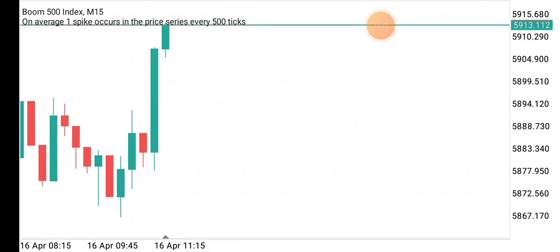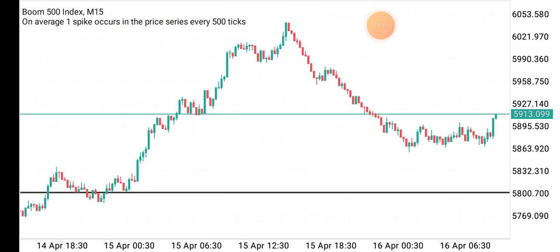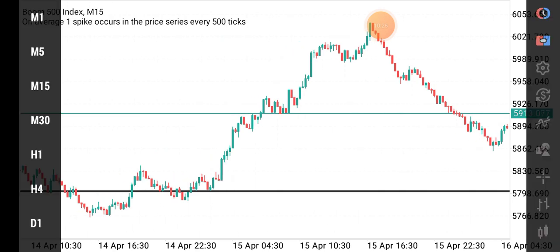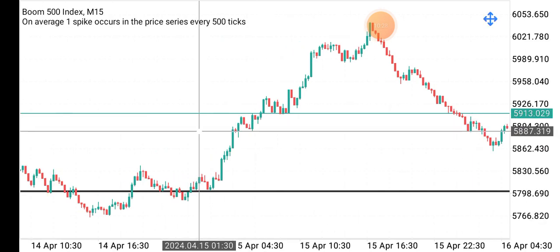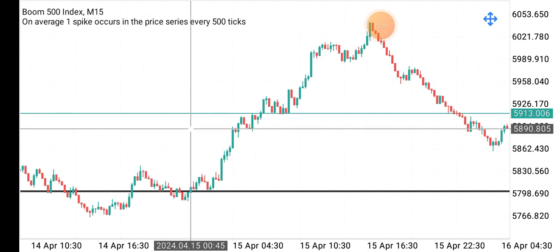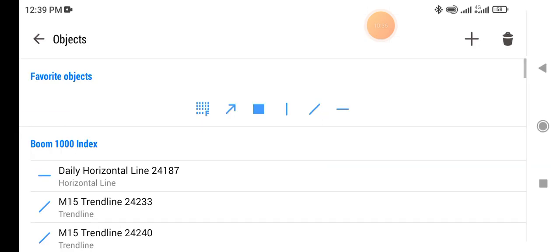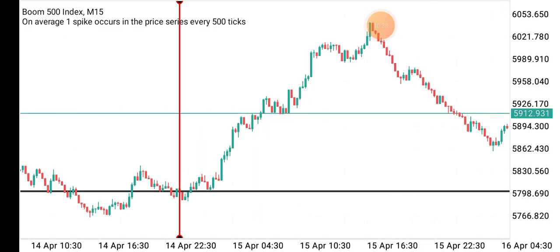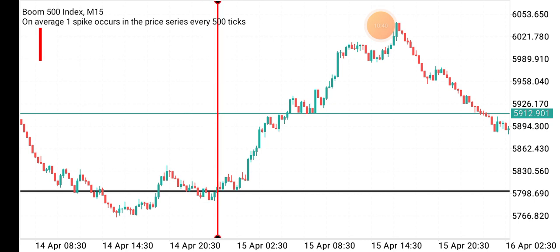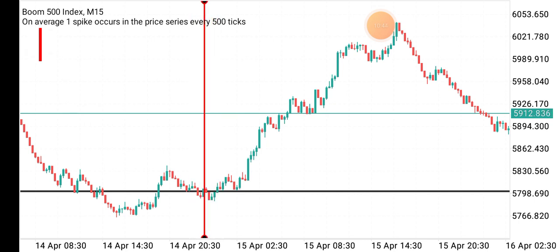Let's go to the 15 minutes time frame and check the 15th of April. This is where the 15th of April started, around this point. Yes, this is where it started. Let me place a vertical line to indicate it. Good. Actually, this bearish candlestick is where it happened. Okay, now see what happened.